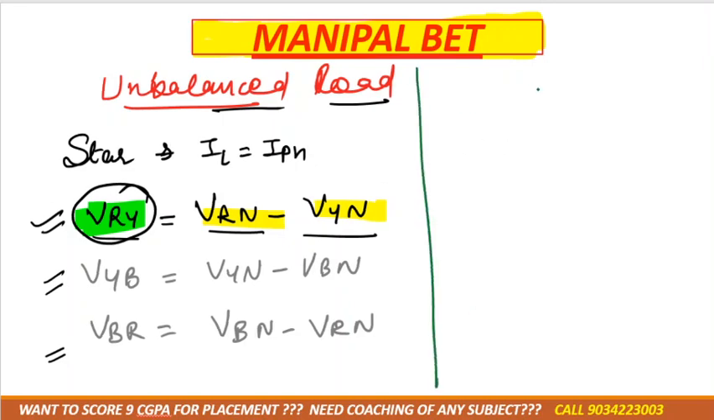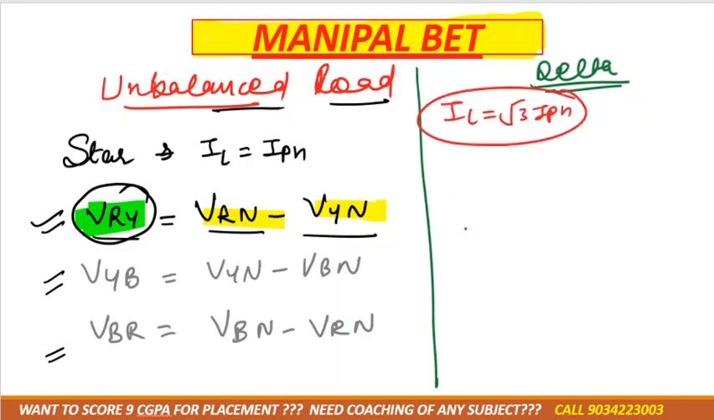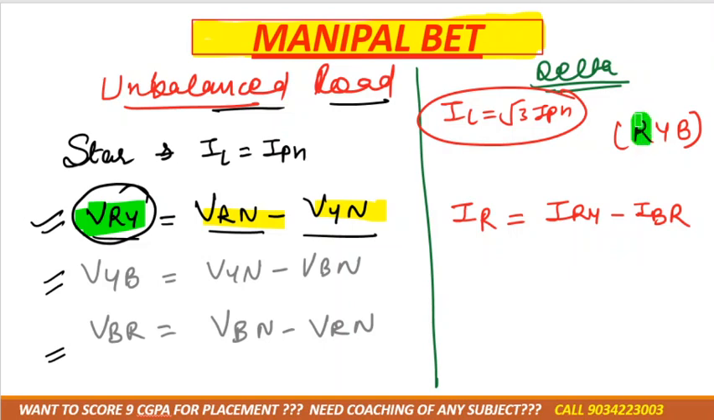Now this was about the star connection, and also about the delta connection. As you know, in delta voltage is same, so we don't need to consider the voltage. I'll tell you about the current, because in delta current is different. For the balanced load this formula we'll use, but for the unbalanced we'll use this formula. IR is equal to IRY minus IBR. I'm moving according to the RYB sequence. RYB means R, then Y, then B. Now see how this formula comes. IR is equal to RY, so IRY minus then BR.